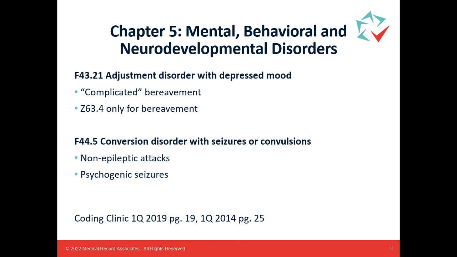There is a Coding Clinic which talks about how to code adjustment disorder with depressed mood, F43.21. Complicated bereavement would go to F43.21. But if all they say is the diagnosis of bereavement, you would use Z63.4. So again, make sure that you're paying attention to the documentation. If complicated bereavement is documented, or something that would be a complication of the bereavement, it would code to adjustment disorder with depressed mood.